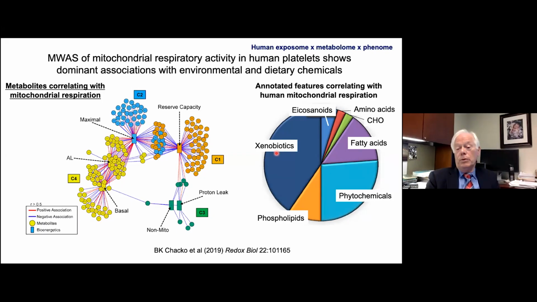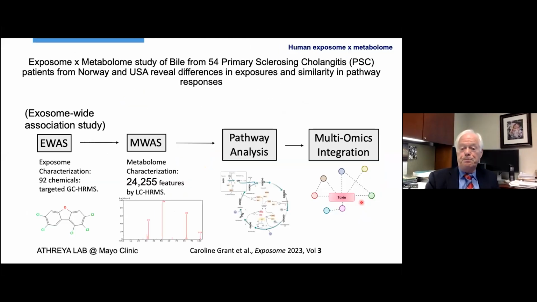And the most interesting thing is that the primary variables in this untargeted high-resolution metabolomics analysis, the central components that were correlating with mitochondrial activity, were environmental chemicals and dietary chemicals.